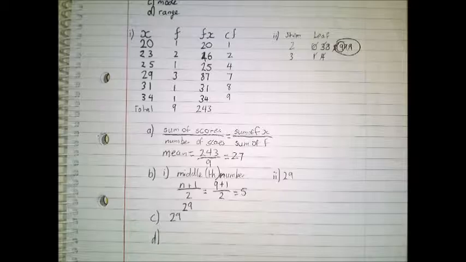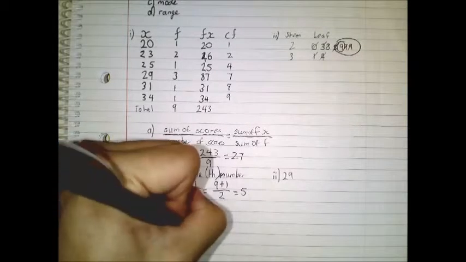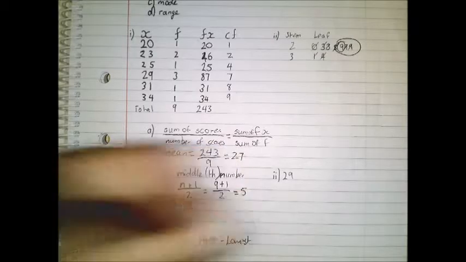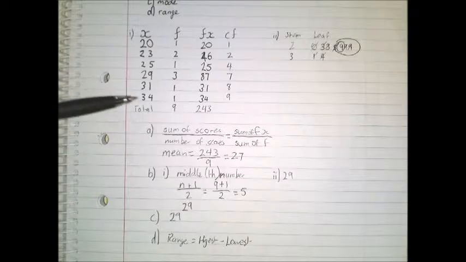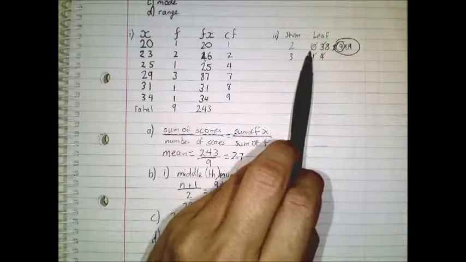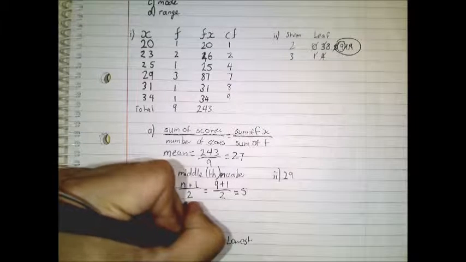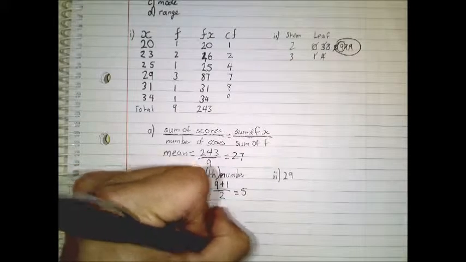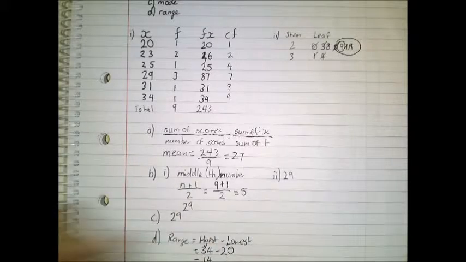For the range, we need to find essentially the gap between our highest and lowest values. And our range is expressed as our highest value minus our lowest value. So in this case, we would look for our highest and lowest value. It's quite obvious in our frequency table as well as our stem and leaf plot because they're the first and last entries. And we would calculate that as 34 being our highest minus 20, which is our lowest, and that is equal to 14.